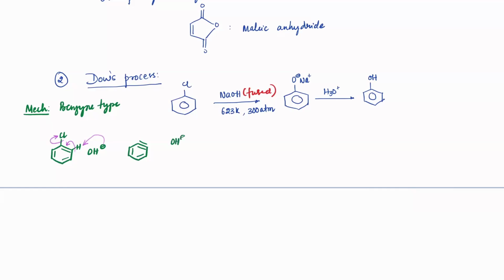Later on, on the same benzyne, OH minus can attack to push these electrons away, and we will get this with a minus charge, and that minus is the one which will take H plus to convert into O minus and Na plus. That, on final hydrolysis, will give you phenol. So remember that Dow's process is about using the benzyne mechanism at very high temperature conditions.